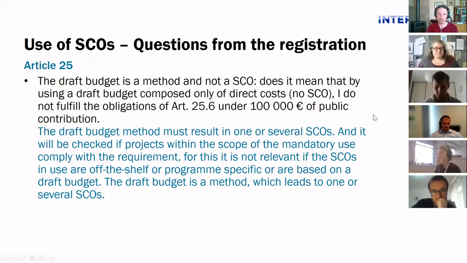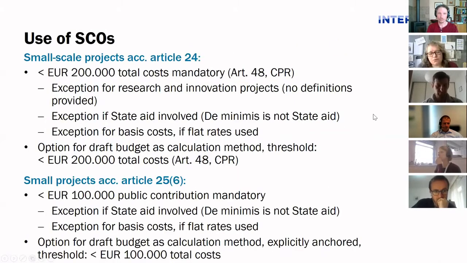Okay, and with this, maybe to the next slide that should hopefully clarify many of the questions you've been asking today, but also in the registration. The mandatory use, that is for Article 24, your relevant legal frame here is Article 48 from the Common Provisions Regulation as it stands at the moment, and your threshold is 200,000 euros total costs, meaning any projects under direct management, as Dirk has nicely explained and as Dorota has also pointed out in her presentation, means that you have to mandatorily use simplified cost options for the implementation.